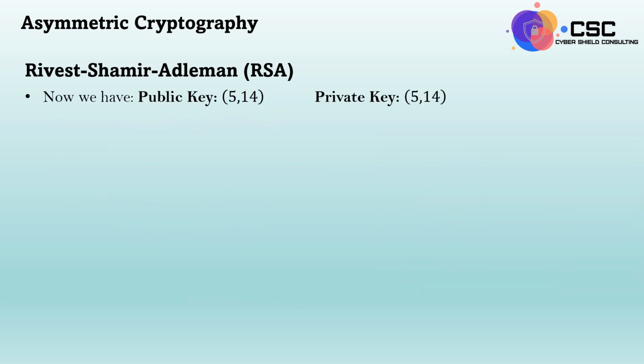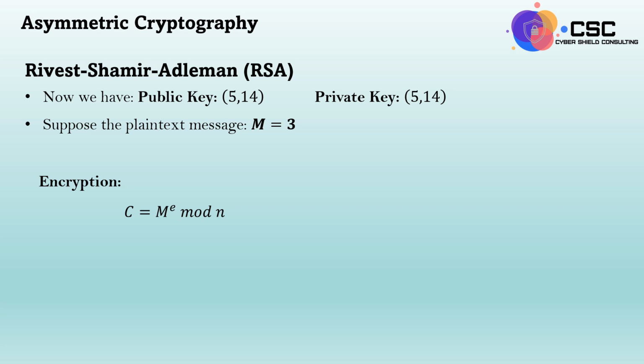Now that we have established our public key (5, 14) and the private key (5, 14), let's walk through an encryption and decryption example. For this example, let's assume that our plain text message m equals 3. First, let's start by encrypting the message. In RSA encryption, we use the public key (e, n) to transform this plain text into ciphertext c using the formula shown on the screen. So the message is raised to the power e and then mod n. So this will generate the ciphertext.